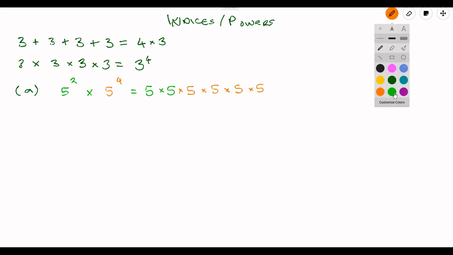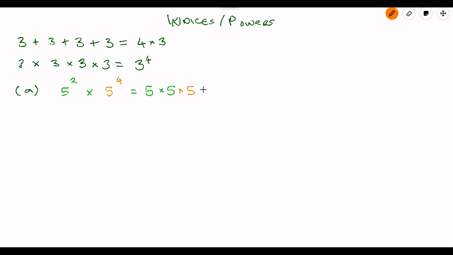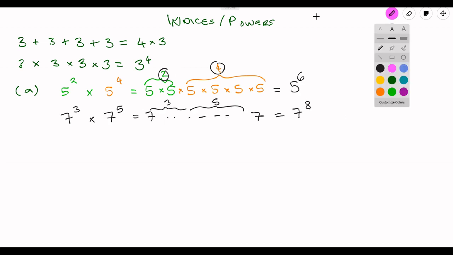Luckily, you don't actually need to do this every single time, but to help you understand why this works, I want you to see this at least once. Okay. So in the light green here, I have the 5 squared. So you can see I've got 2 lots of 5's multiplied together. In the orange, we've got 5 to the power of 4. So we have 4 lots of 5 multiplied together. And in total, we have 6 lots of 5 together. So we can rewrite this as 5 to the power of 6.